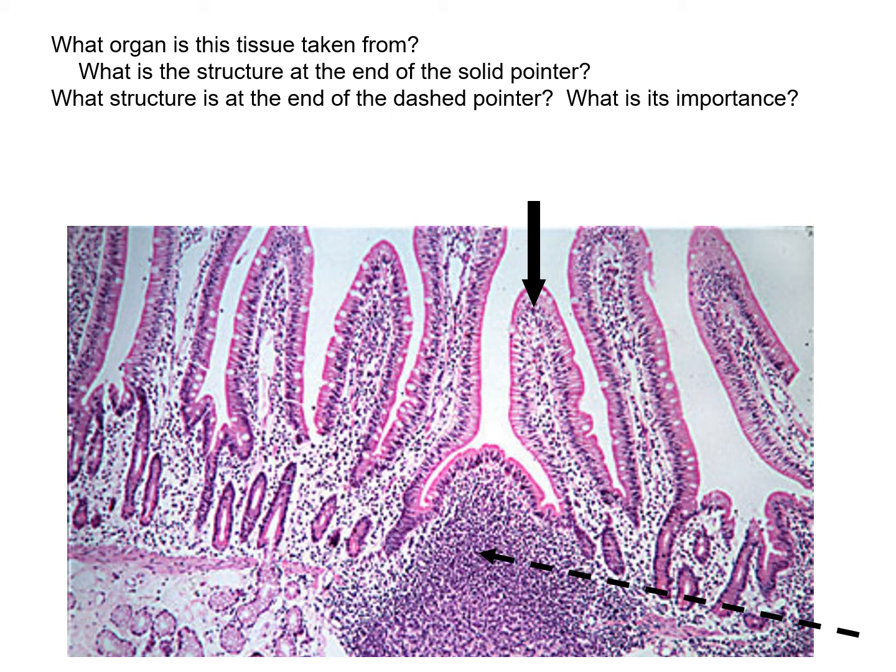Are these invaginations? Large intestine. Small intestine? Small intestine. These are the villi, the finger-like extensions. And that's what we see at the pointer, the solid pointer. What's at the dash pointer? Peyer's patch. And it is a colony of what? Immune cells. Correct.